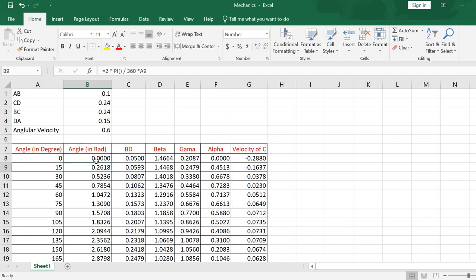As you can see, here I have used this function to convert degrees to radians. As you always know, 360 degrees is equal to 2 pi radians. So I'm going to divide 2 pi by 360. After that, I'm going to multiply by this angle.